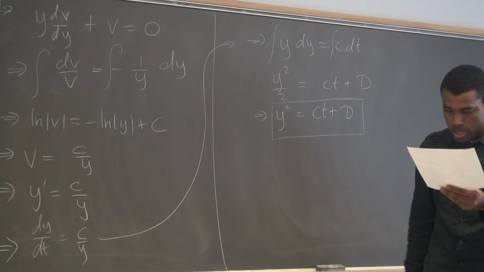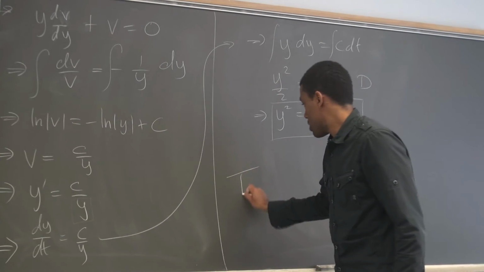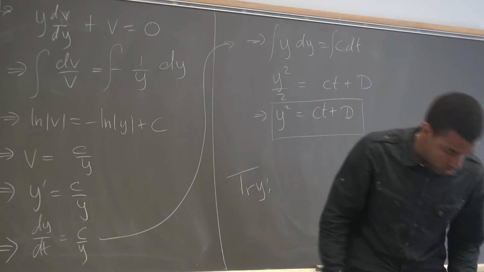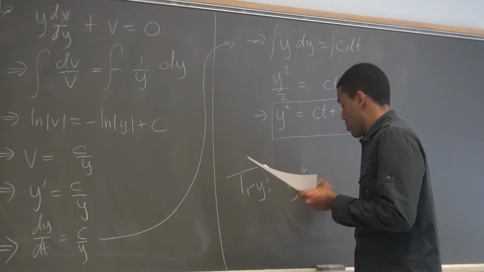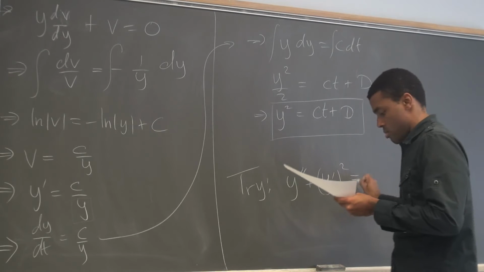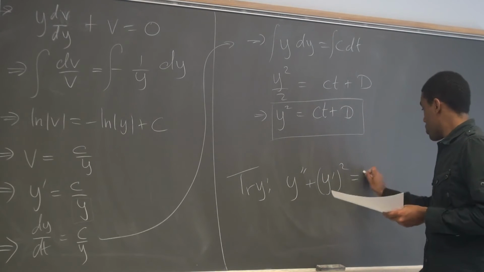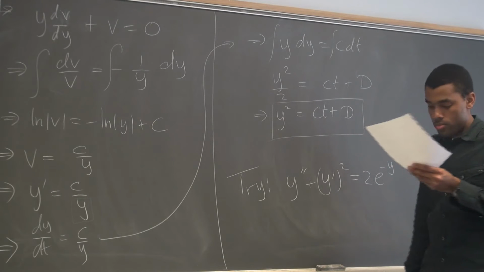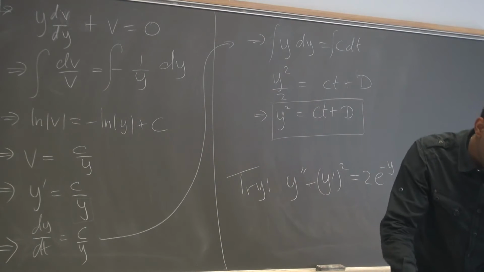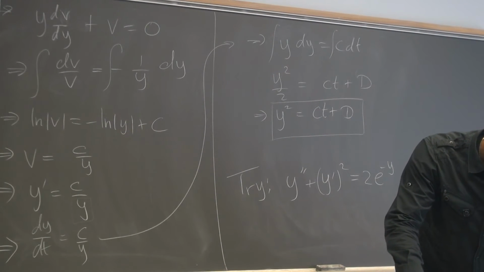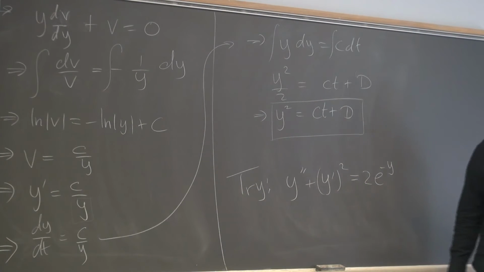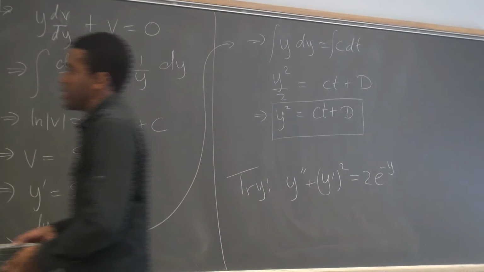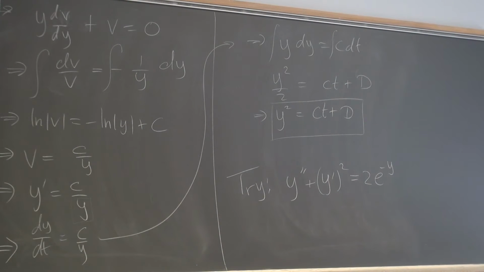That would be nice for you guys to see things like that. Try. So we can move on. Y double prime plus y prime squared equals 2e to the minus y. Let me see how you guys do on that. Try that on your own. If I'm bored, I might put it as a bonus problem on a test or something. I don't know.